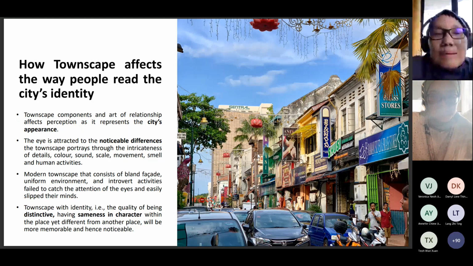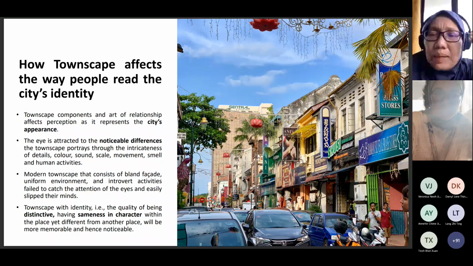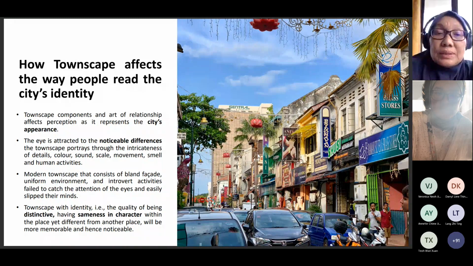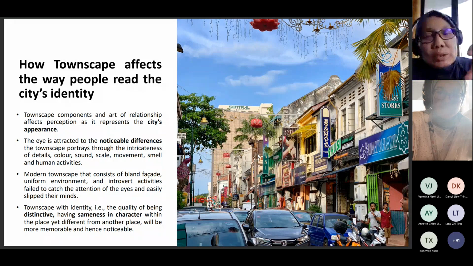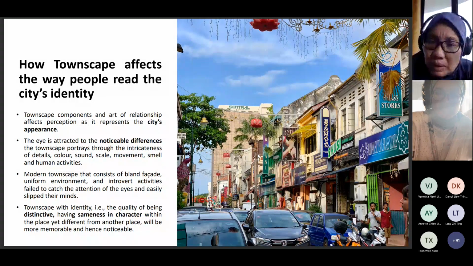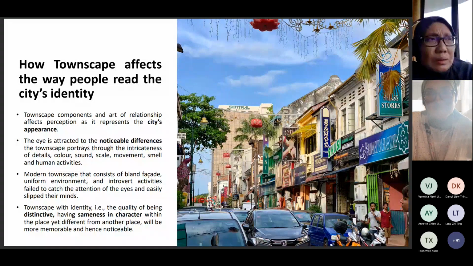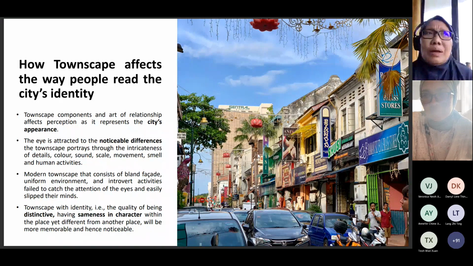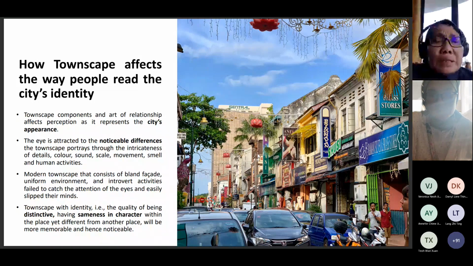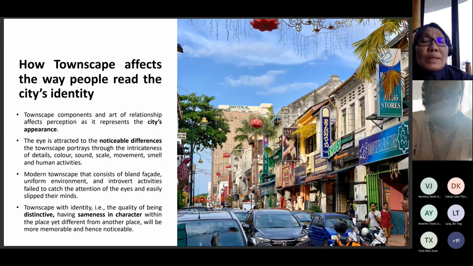When you view a place, it's very important to train your eye to see the character of a place when you're studying a townscape, because the most important tool to appreciate a townscape is the eye, because the eye is attracted to the noticeable differences in the townscape. Now, this theory of noticeable differences was put forward by Amos Rapoport, another scholar, I think from America, who did a lot of study to find out how people appreciate the environment, and how the environment affects people's quality of life.